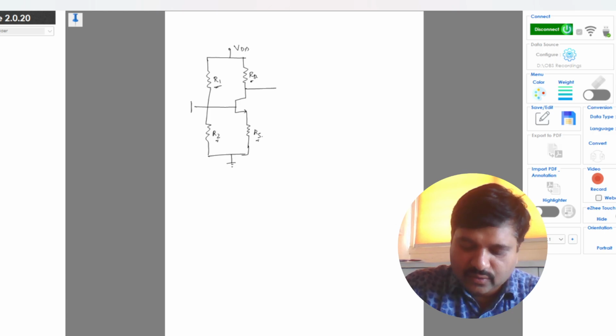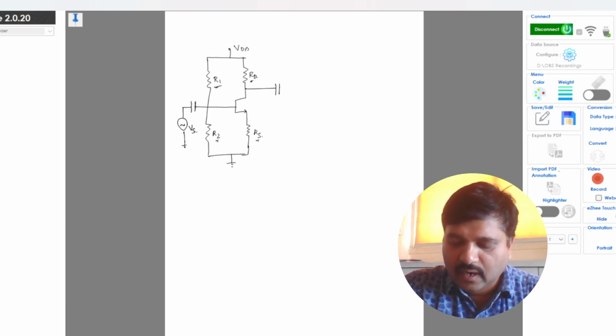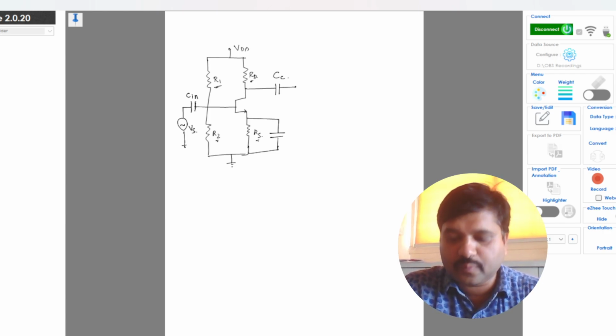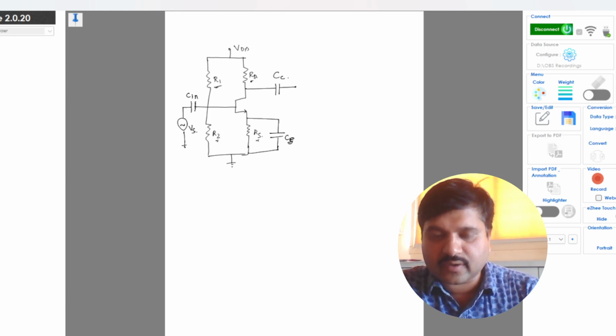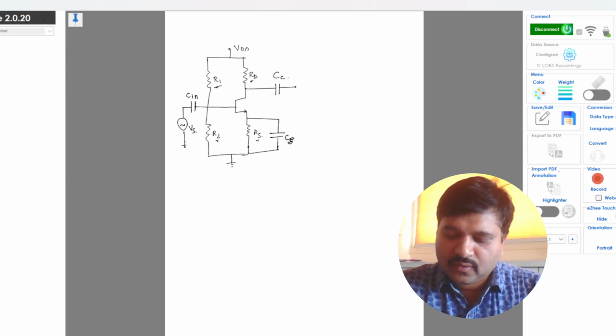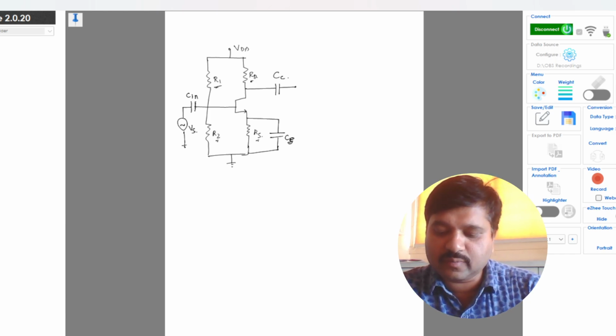Now for the AC circuit, we give the input signal, the AC signal, using a signal generator or the signal source, and we have the capacitors, which are the input coupling capacitor, the output capacitor, and the bypass capacitor or CS, which is connected across the resistance RS. Now for the small signal analysis of the same, we are going to represent this using a two-port network using a small signal model.